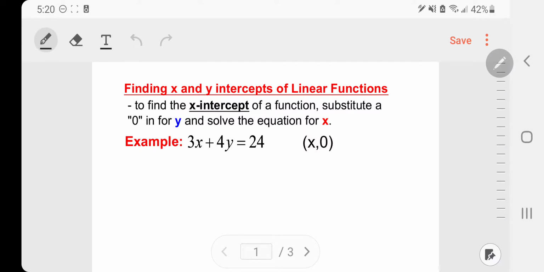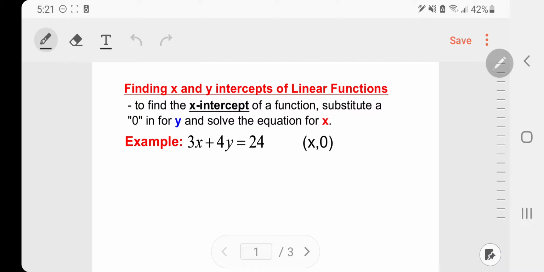Hey everyone. In today's video, we're going to take a look at how to find the x and y intercepts of a linear function. Okay, so the first thing we're going to look at here is to find the x-intercept of a function. So what we have to do is substitute 0 in for y and solve for our x.